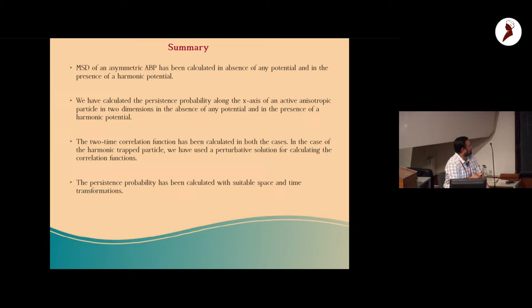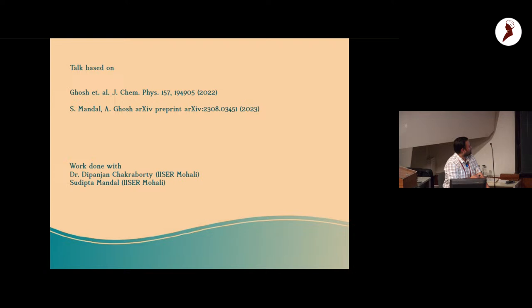So this is the summary. We have calculated the MSD and diffusion dynamics of the particle in both the harmonic trap and the free particle case, and again the two-time correlation and the exact persistence probability, and of course the simulation results match these analytical results. The talk is based on these two papers and work done by Dr. Deepanjan Chakraborty and Sudipta Mandal, both from IISER Mohali. Thank you.